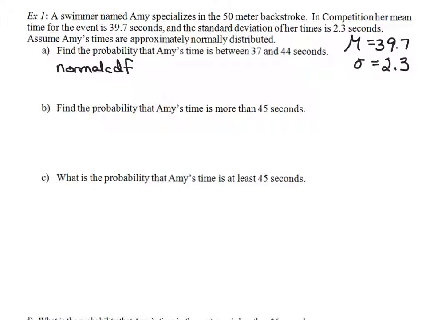Now the lower bound, we're going to start with our lower bound, and we want to know if she's starting at 37, that's going to be our lower bound. Going up to 44, so that's the higher bound. Then the next thing that we're going to put in is going to be our mean, so that's our 39.7. All of these numbers are separated by commas if you've got the older version of the calculator. For the newer version, you're going to put a number on each line. And then the last number you're going to put in is the standard deviation, 2.3.